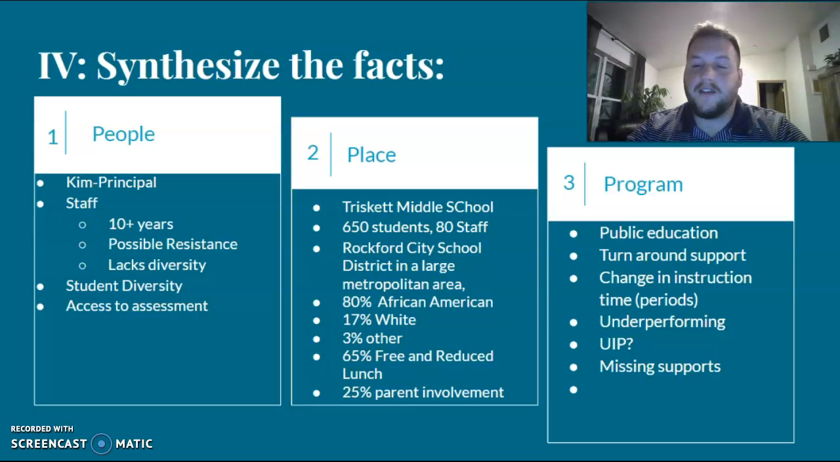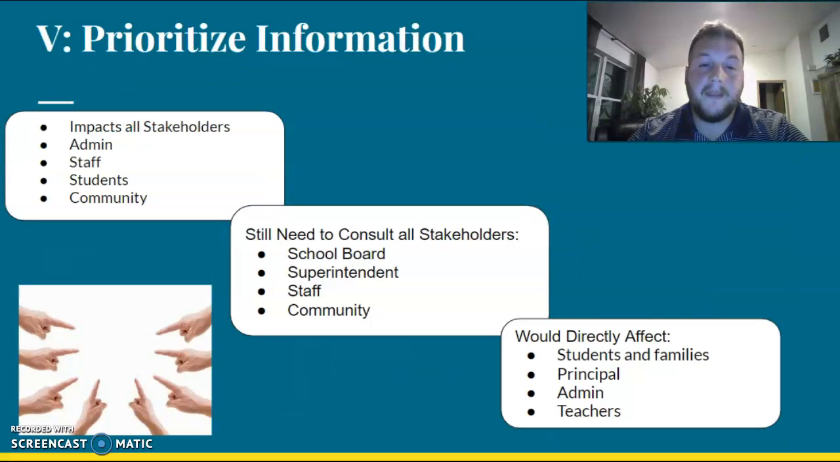Another missing piece in this component is the UIP. So what kind of improvement plan is this school on in order to get better? What have they said are the steps they are going to take to turn the school around? And also just the missing supports. What are they doing to support their students? What are teachers doing to support their students? Surely they're not just giving assessments, seeing them fail time after time, and not implementing any type of supports. So it's about prioritizing that information.